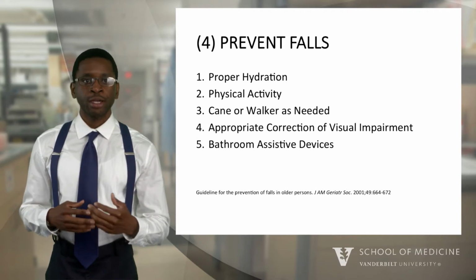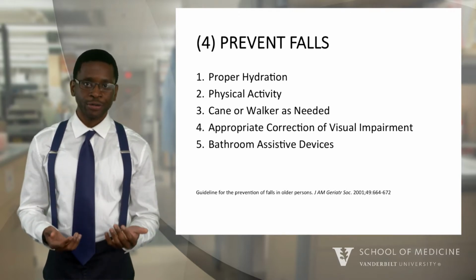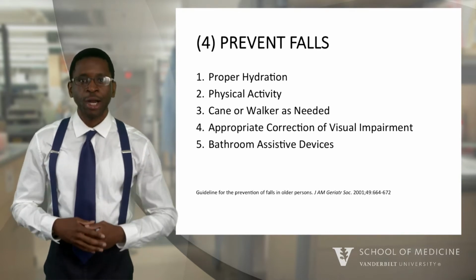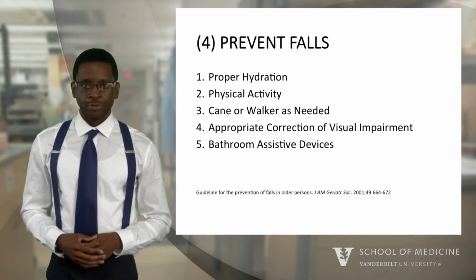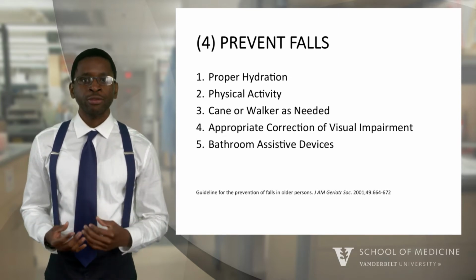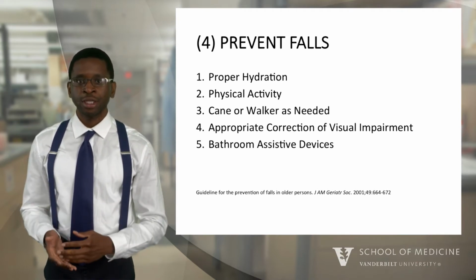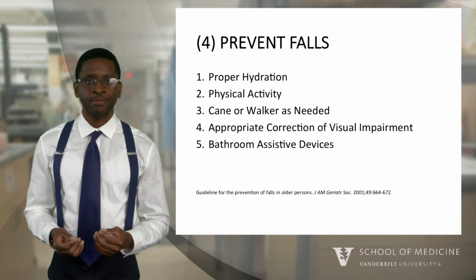And if you have trouble getting around, you should consider using a cane or a walker. You should consider getting your eyes checked regularly in order to optimize your view of your surroundings. Also, there are a number of bathroom assistive devices, such as toilet safety frames and shower mats, that can help prevent a slip in the bathroom.